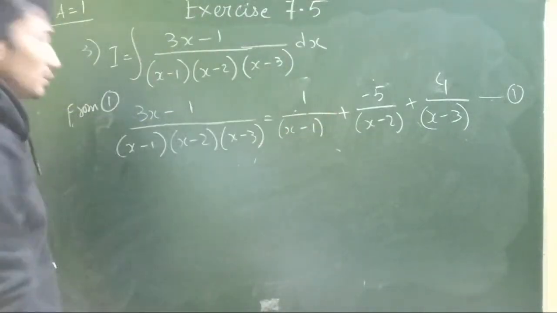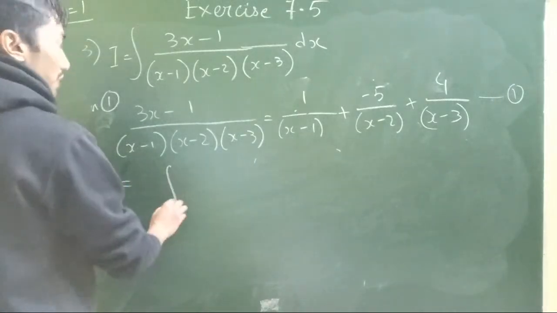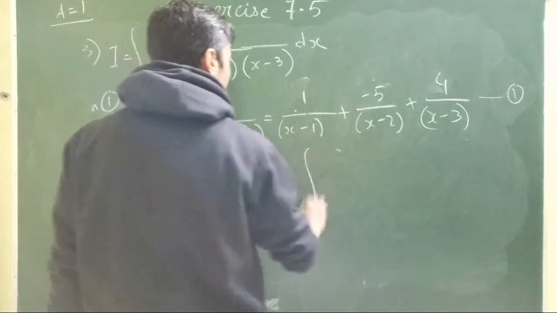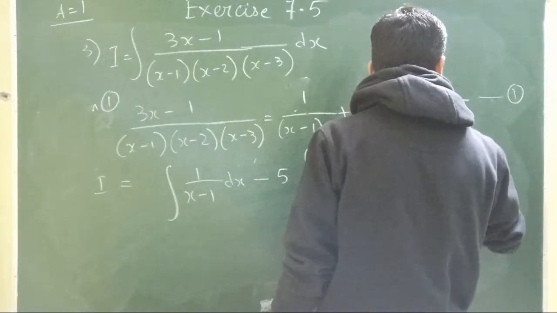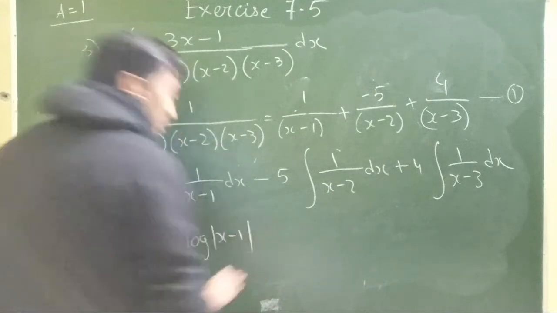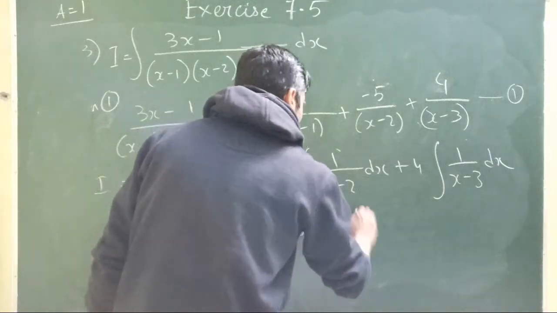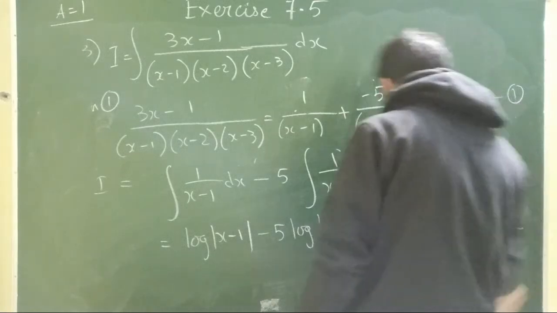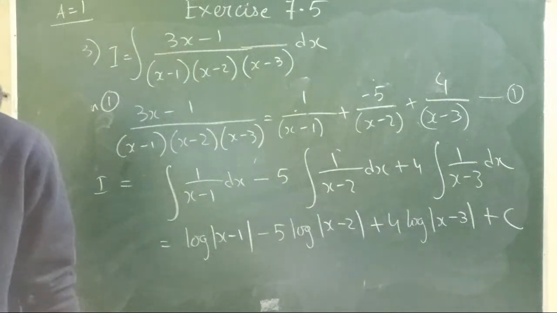So from equation 1, this is what we get. My integration now will be 1 by x minus 1 with respect to x, minus, I'm doing it directly, 5 times 1 by x minus 2 with respect to x, plus 4 times 1 by x minus 3 with respect to x. So that's simply log of x minus 1 minus 5 log of x minus 2 plus 4 log of x minus 3 plus c. Here of course we don't have a common term, so we will not bring in the powers and then solve. We'll let it be as it is.